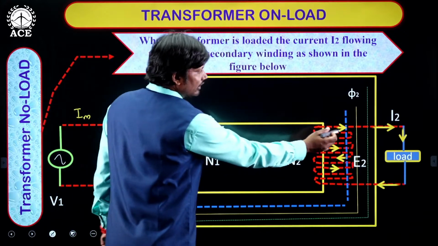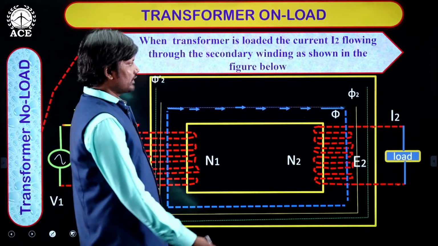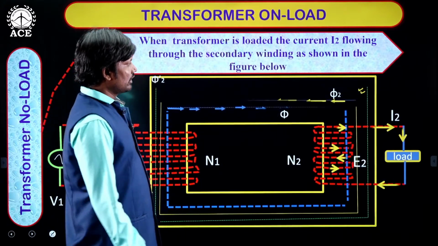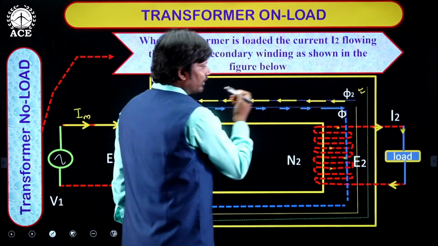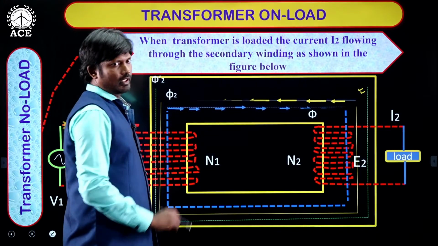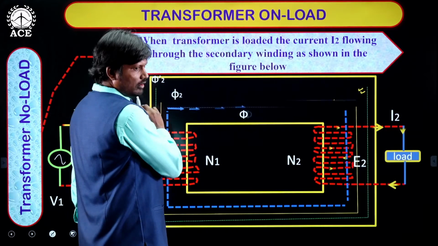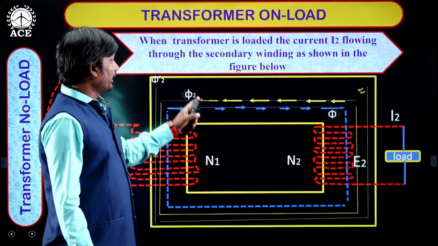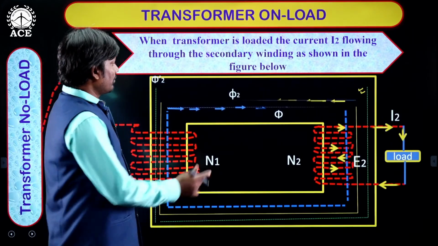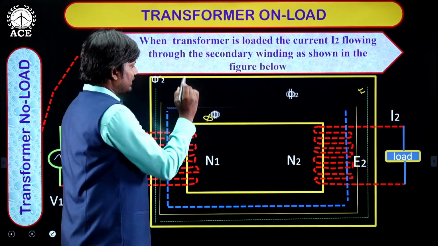Now, the secondary current flowing through the secondary winding sets up its own flux. That flux is known as phi 2. See its direction, it moves from right to left, meaning anti-clockwise direction. This phi 2 opposes the main flux, which is moving from left to right. This phi 2 and the main flux are opposite to each other. As a result, the main flux phi decreases.